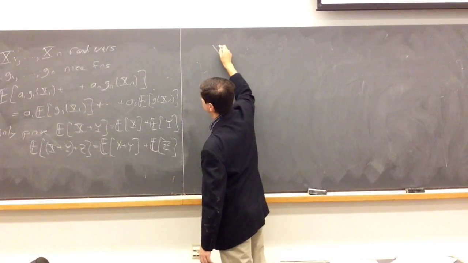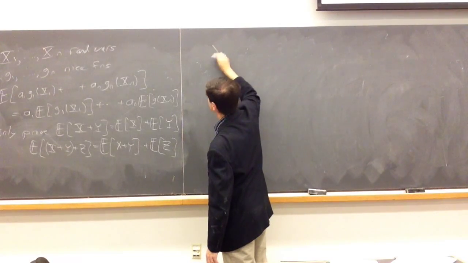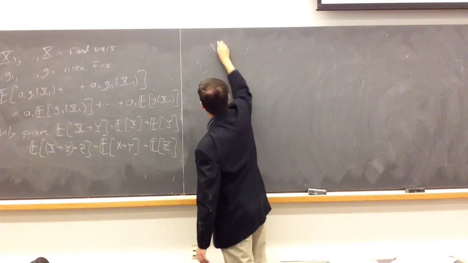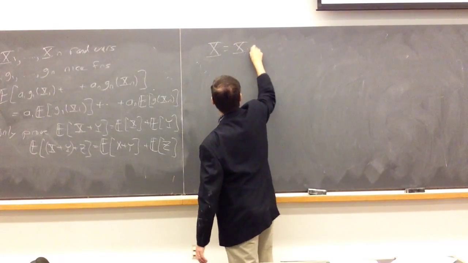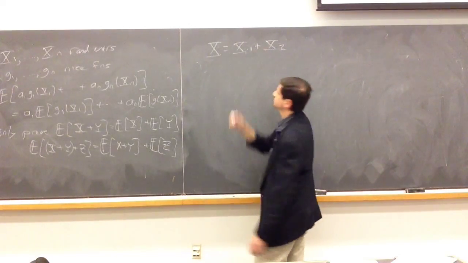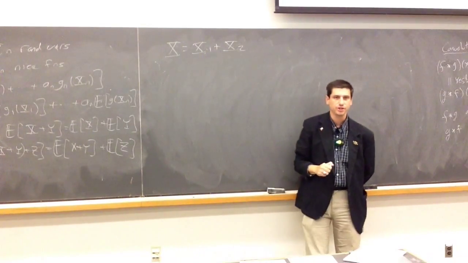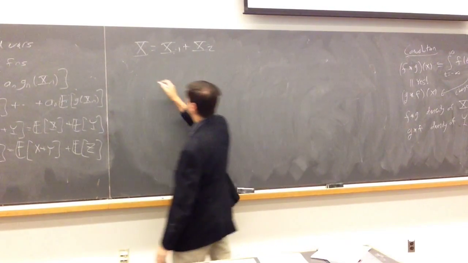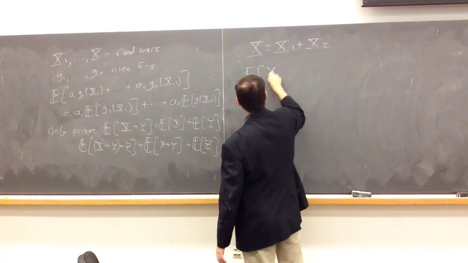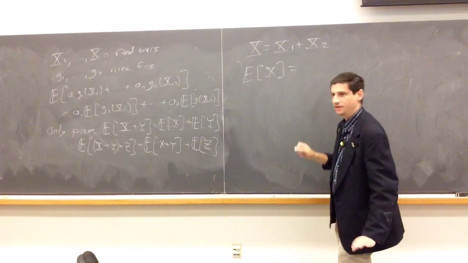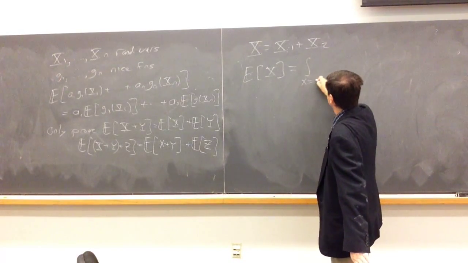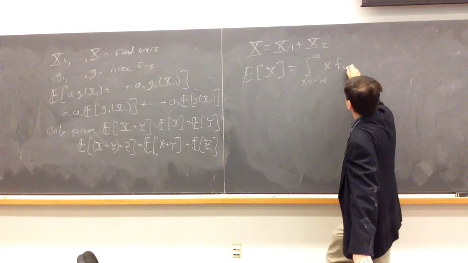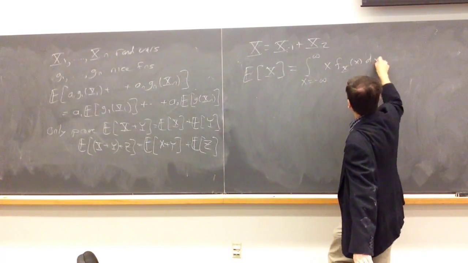We're going to let x equal x1 plus x2. And I'm going to try to avoid using that x1 and x2 are independent. Okay? So let's calculate the expected value of x. By definition, this is the integral, x goes from minus infinity to infinity, of x times the density function of x, dx.